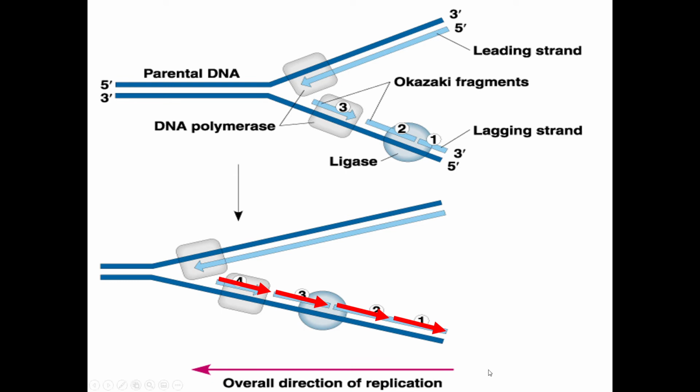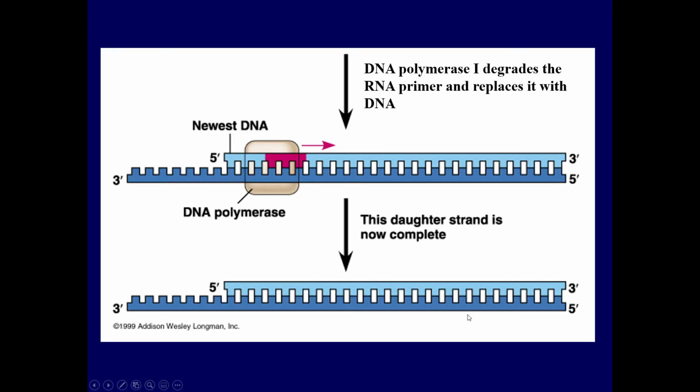Right, because the overall direction of replication is this way, but because this one has to be bonded this way, it has to be done a little different. Then at the end, there's another polymerase that degrades the primer and replaces it with some more DNA, and you now have a complete daughter strand. Remember, that primer is not part of the DNA strand, so it has to get cut out and then replaced with the actual DNA at the end so that it is actual DNA.